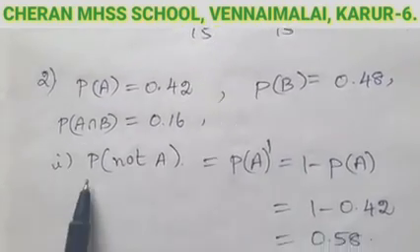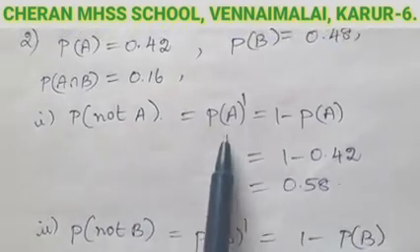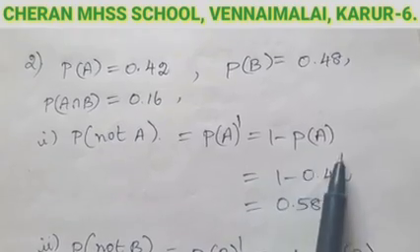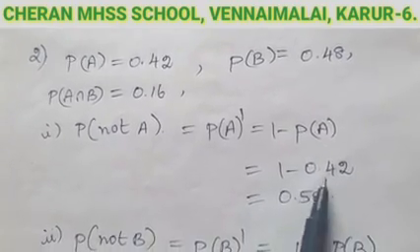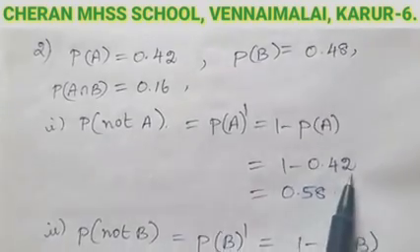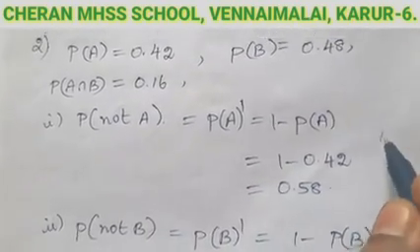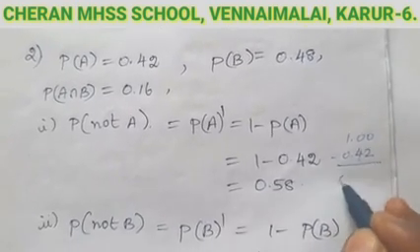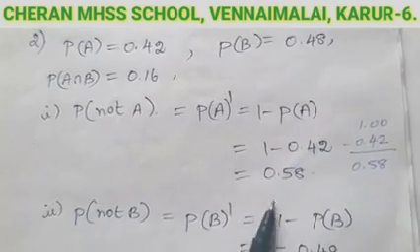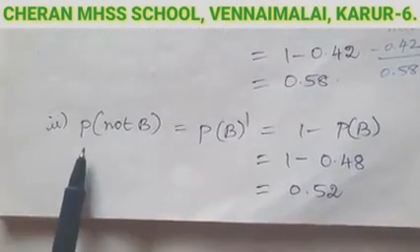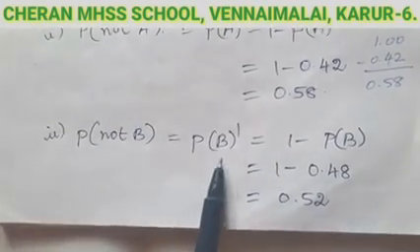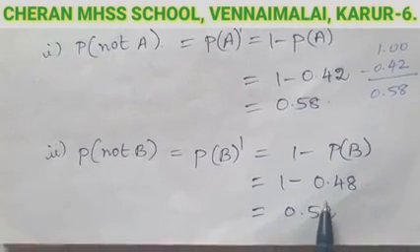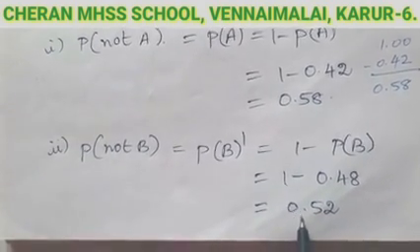First subdivision, probability of not A, that is P of A dash. Already we have come across this formula. P of A dash is equal to 1 minus P of A. So we write 1 minus P of A, value is given 0.42. We have written here. When you subtract this, 1.00 minus 0.42, we get 0.58. So this is the answer. Second subdivision, probability of not B, that is P of B dash, is equal to 1 minus P of B. 1 minus 0.48 is equal to 0.52.